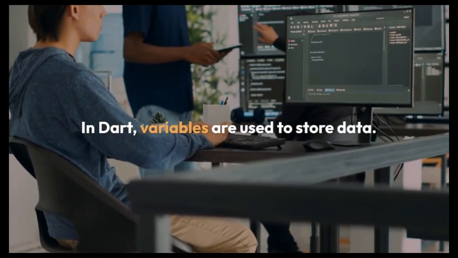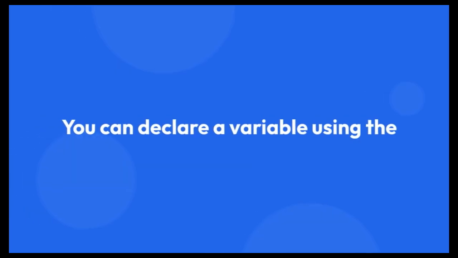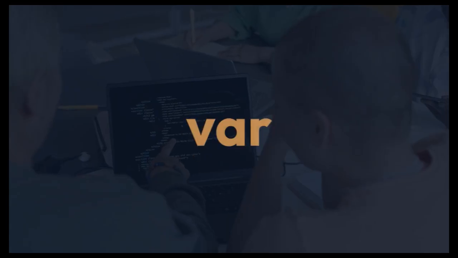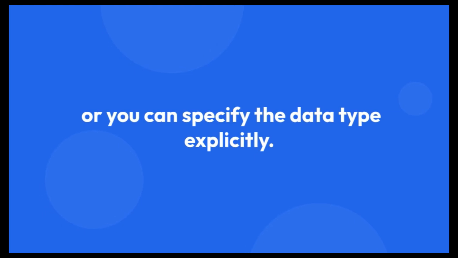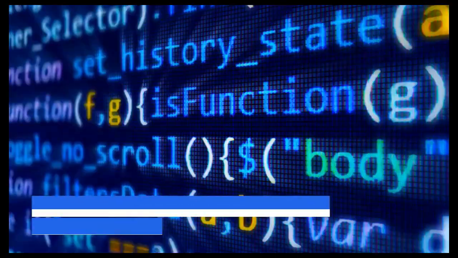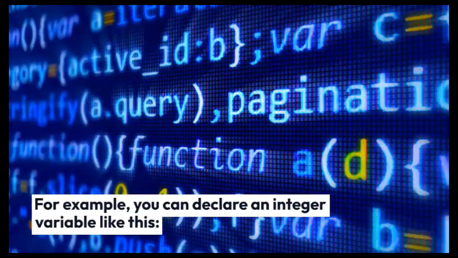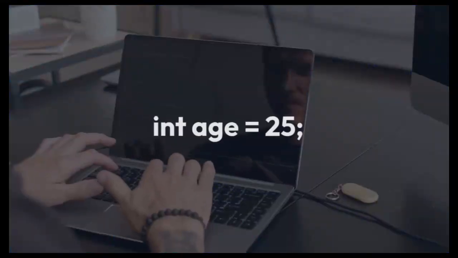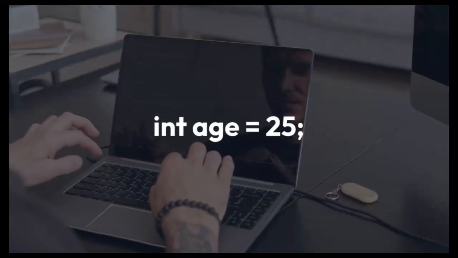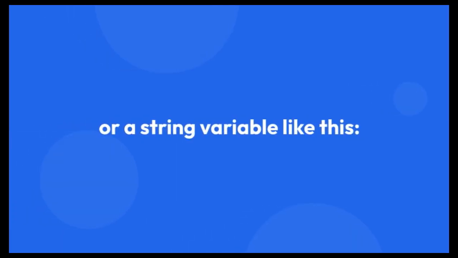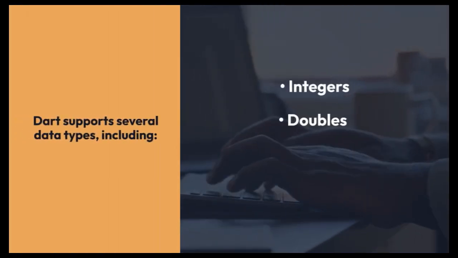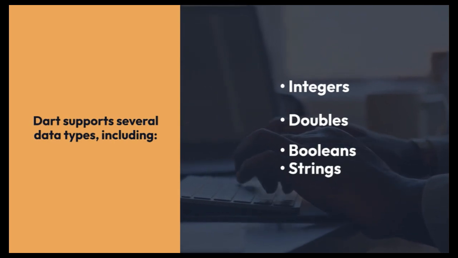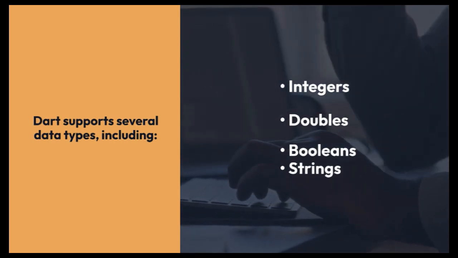In Dart, variables are used to store data. You can declare a variable using the var keyword, or you can specify the data type explicitly. For example, you can declare an integer variable like this, int age = 25, or a string variable like this, var name = John. Dart supports several data types, including integers, doubles, booleans, and strings.